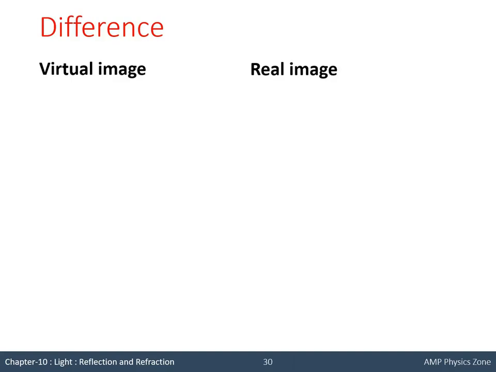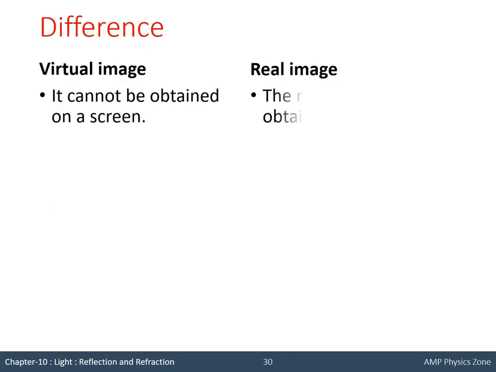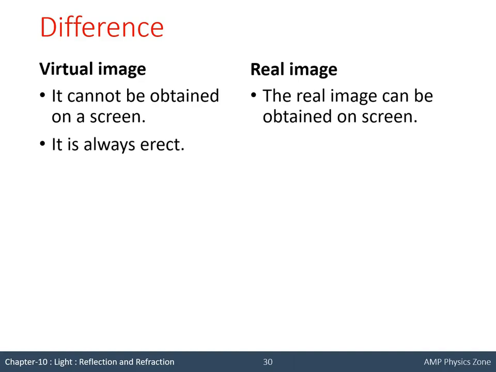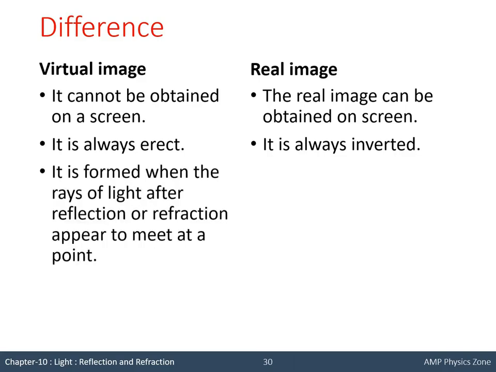I will show what a virtual object is also, but throughout the chapter we have to take real objects only. First we will see the difference between virtual image and real image. A virtual image cannot be obtained on a screen. A real image can be obtained on a screen. A virtual image will always be erect. A real image will always be inverted. It means if we are looking in any type of mirror, if you see the thing as it is, then it is called a virtual image, and if it is seen inverted, then it is called a real image.